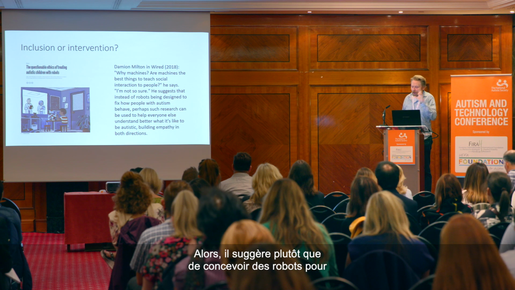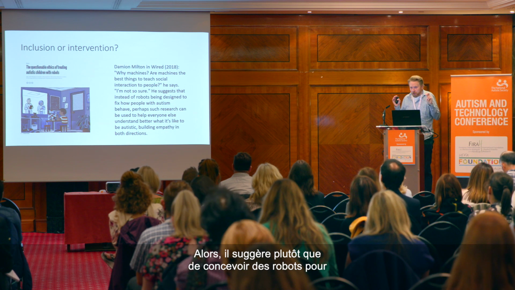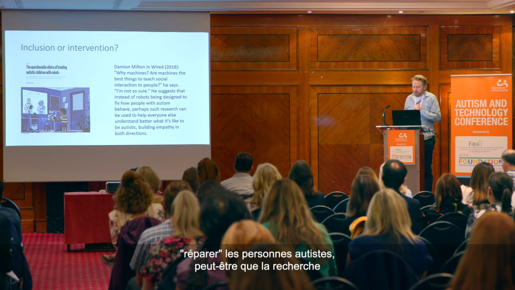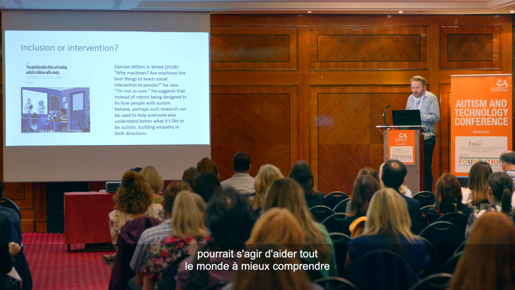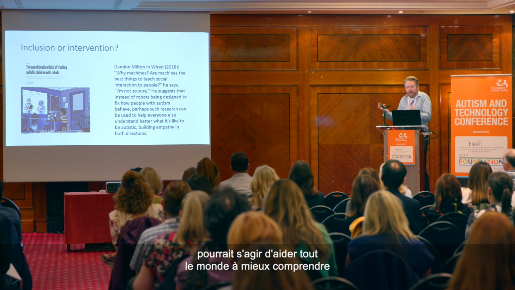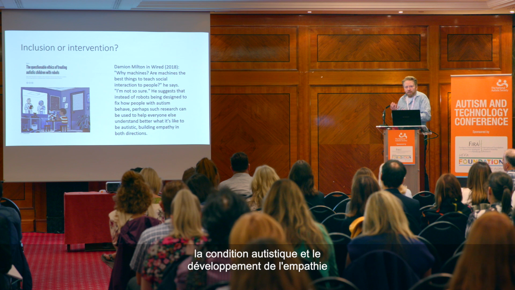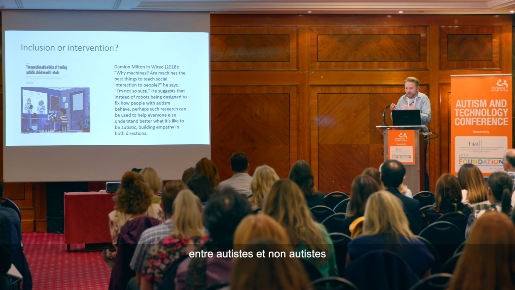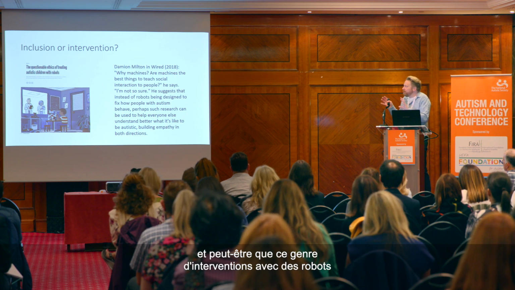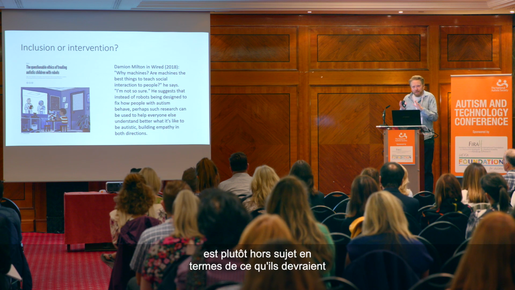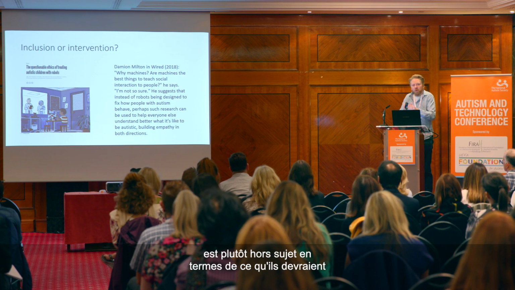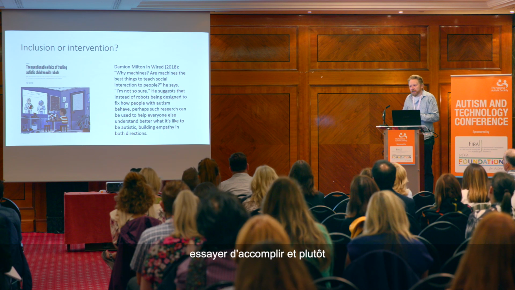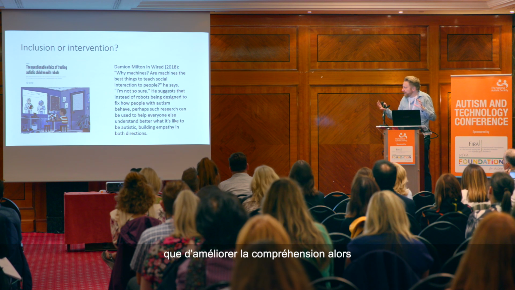So he suggests, rather than designing robots to fix autistic people, perhaps research can focus on helping everyone else better understand the autistic condition and building up empathy between autistic and non-autistic people. And maybe these kinds of interventions with robots are fundamentally missing the point about what they should be attempting to achieve, rather than enhancing understanding.